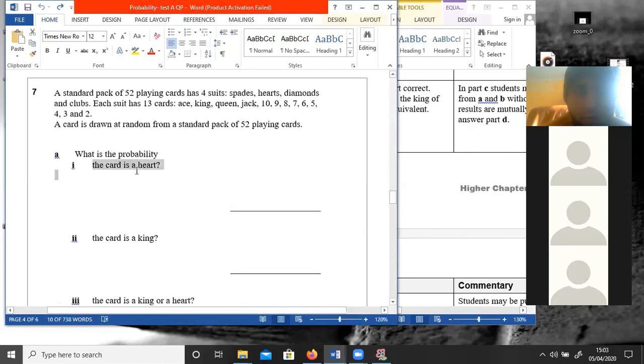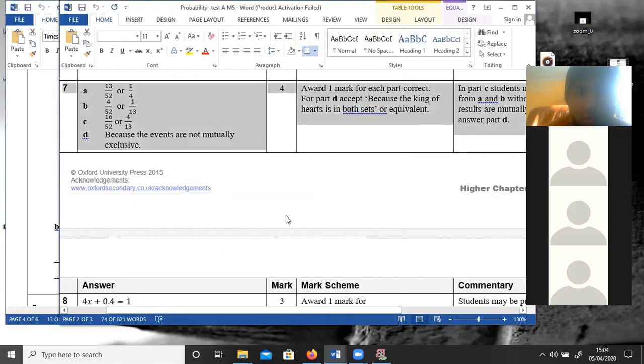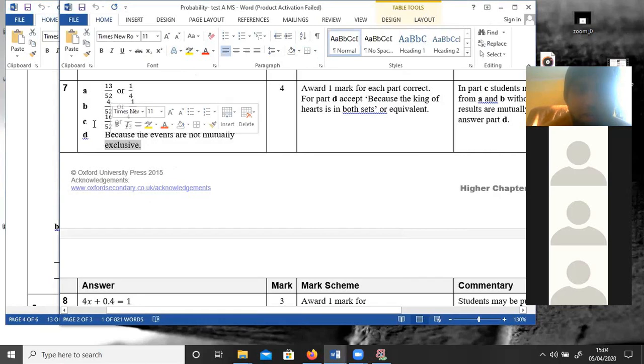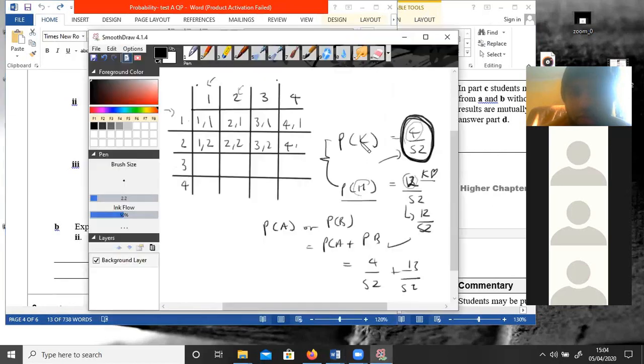And 1 and 3 is the probability of a heart and the probability of king. Why can't you just add these together? Because there's a reason for it. The events are not mutually exclusive, meaning the probability of being a king and a heart can exist in both groups, in both situations. Let me bring this back up. The probability of being a king and a heart. These two are not mutually exclusive of each other. One of the kings exists in the hearts as well.